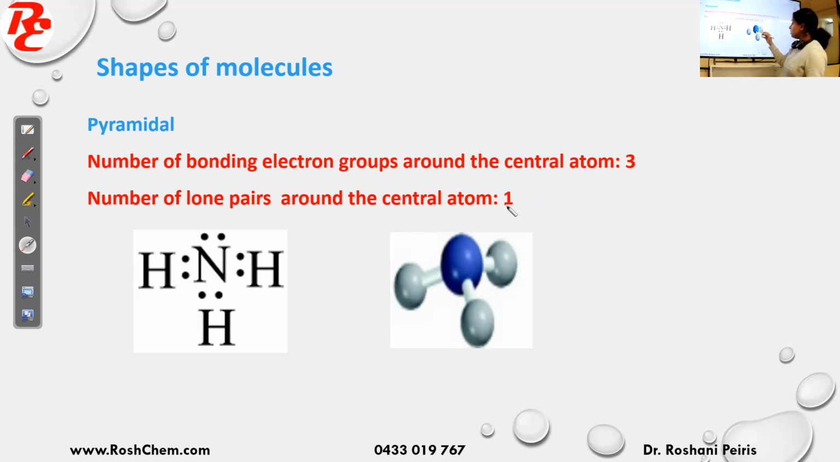So how do you show the pyramidal shape? That's a 3D shape. You can see that's the nitrogen atom in the middle, and these are the 3 hydrogens. The lone pair will sit on the nitrogen atom from the top like that. So this is the pyramidal shape. To have this pyramidal shape, you need to have 3 groups around the central atom like this, and also you should have 1 lone pair on the central atom.